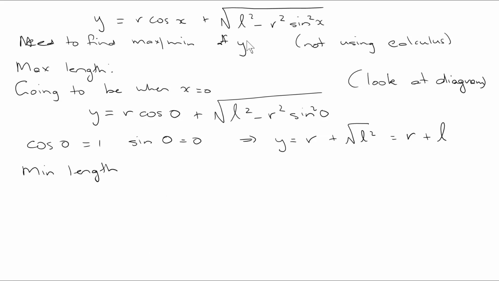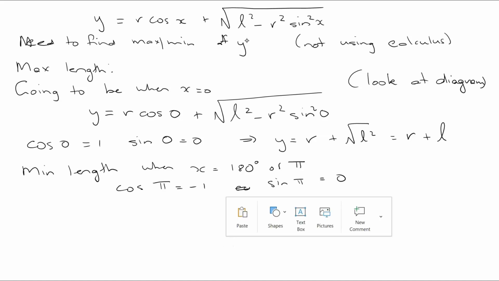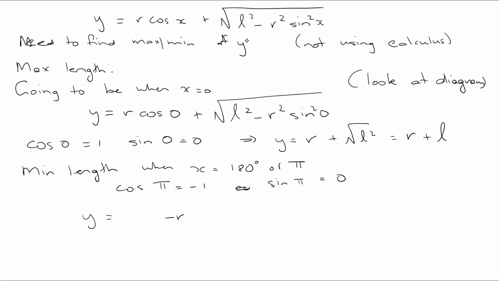The minimum length is going to be when the bit is vertical, right over the other side, not vertical, it's gone through vertical and it's right over the other side, when x is equal to 180 or pi. Then cos of pi is -1 and sine of pi is still 0. So this time now y is going to be -R plus the square root of L squared. So it'd be L minus R.